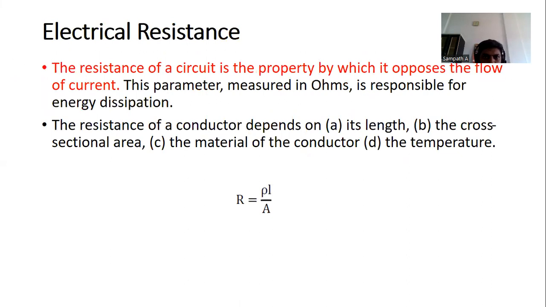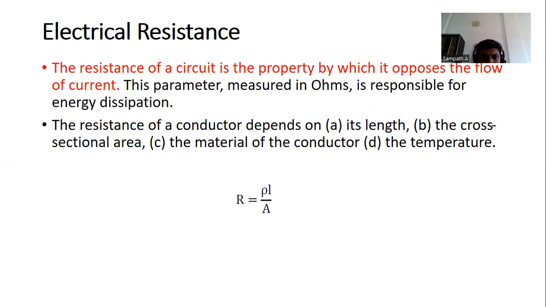The next term is electrical resistance. Resistance opposes the current flow in the circuit. When resistance increases, the current flow obviously decreases. The unit of resistance is ohm. The general formula for resistance is rho L by A. Here rho is the resistivity, L is the length of the conductor, and A is the area of the conductor, that means the thickness of the conductor.